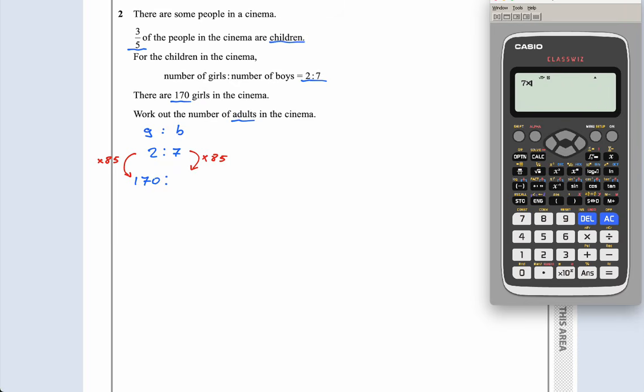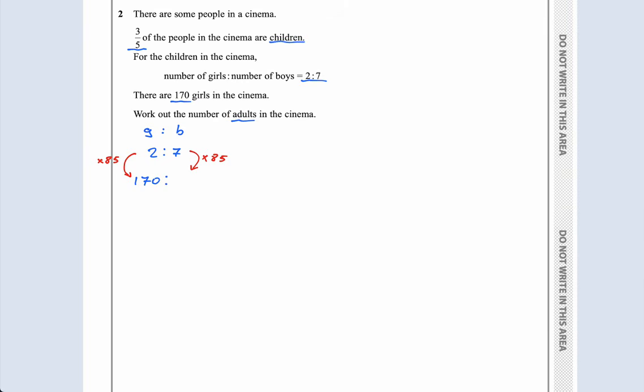7 times 85. So this is 595. Okay, so there's that many girls and that many boys. So the total children equals 170 plus 595. I can do that in my head, guys. I think that will be 765. So there's that many children.